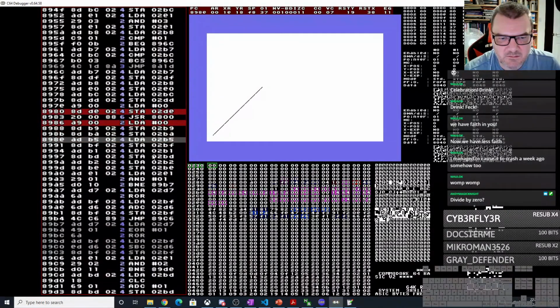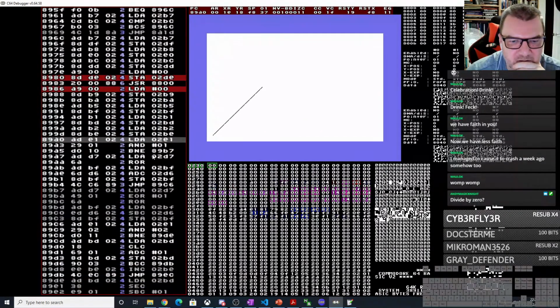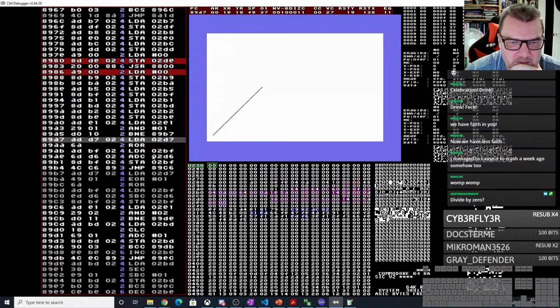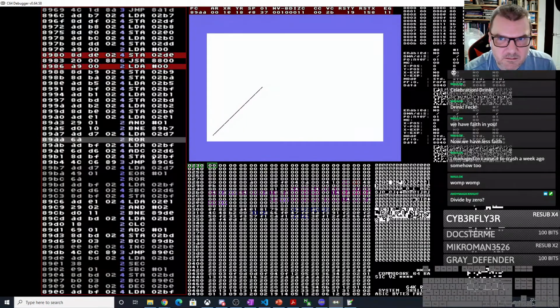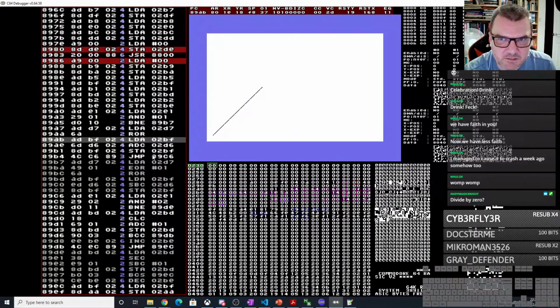So let's go through it. We've got the divide. Let's see what happens. So that's doing an add. So it's loading D7. Loading D7, which is a 1. No it ain't. It's 0. We roll it in. That should clear the carry, which it does. Add it to BF. So BF is here. BF is there. 0A. So that's the starting point. 10.